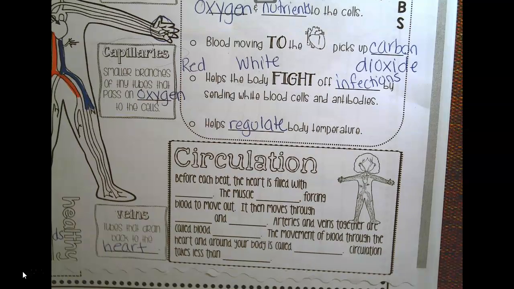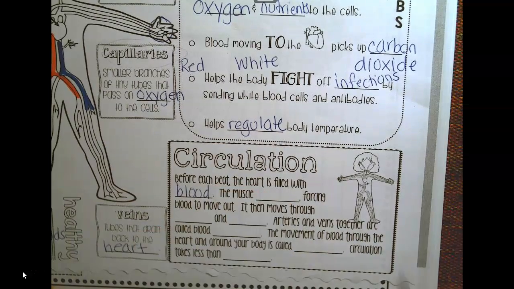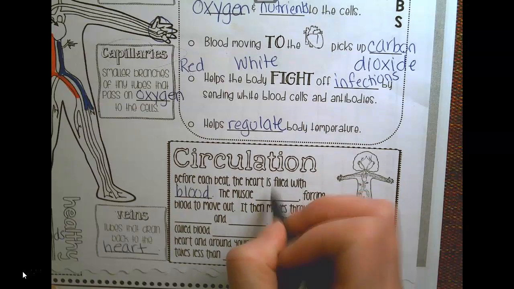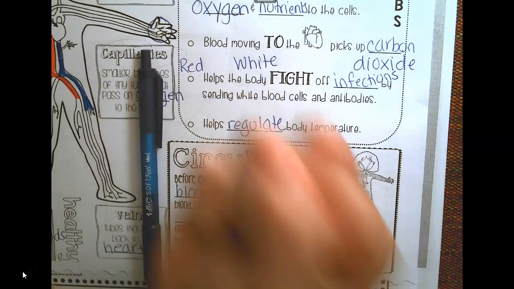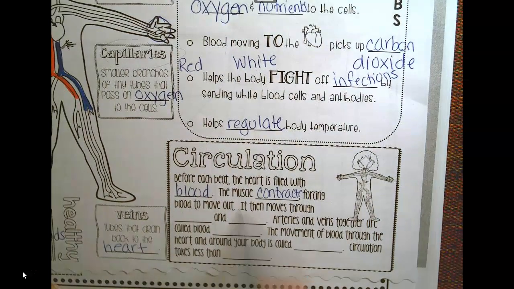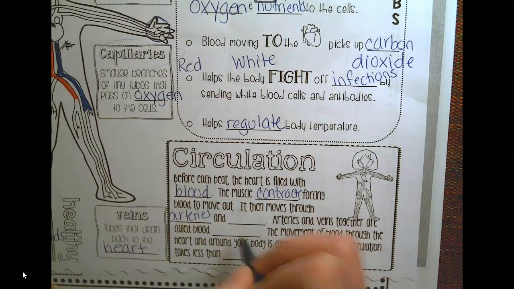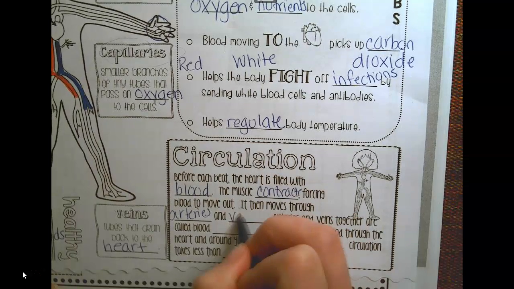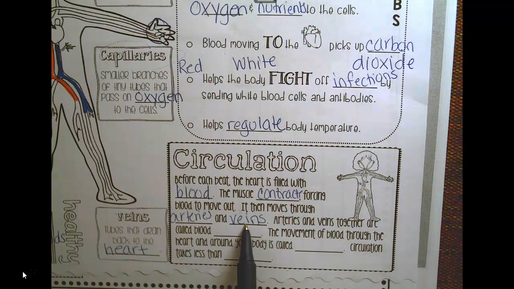Circulation. Before each beat, the heart is filled with blood. The muscle, that cardiac muscle that makes up your heart, contracts. It contracts and forces blood to move out. It then moves through arteries as it's moving away from the heart, then down into the capillaries for that gas exchange, and then veins as the blood is making its way back to the heart.